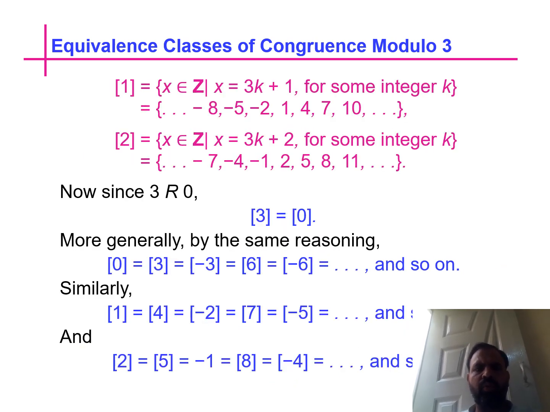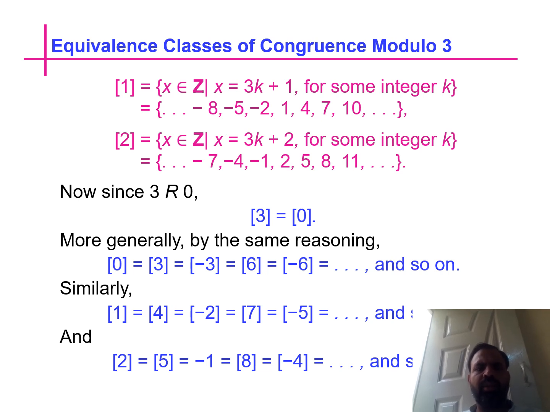And if we take 1, the class is x belongs to Z such that x is equal to 3k plus 1 for some integer k. So it's 1, 4, 7, 10, and going to the left side, minus 2, minus 5, minus 8. And similarly for 2, x is equal to 3k plus 2 for some integer k. So it's 2, 5, 8, 11, and on the negative side, minus 1, minus 4, minus 7.